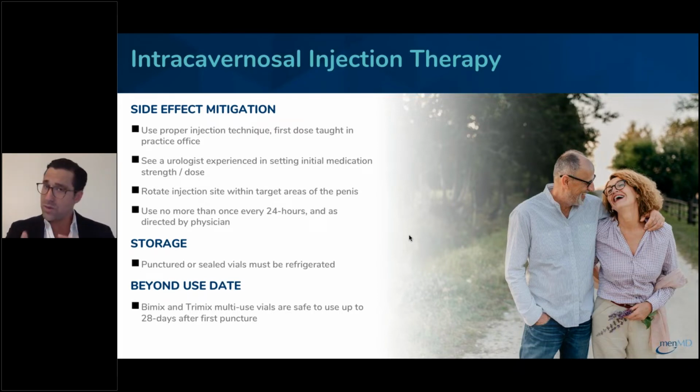Rotate sites, so you never want to do the same place all the time. Become ambidextrous. Eventually, you'll get real good at this, right and left side. You can go anywhere really on the shaft of the penis, never the head, never the glans, but the side of the penis is fine. And again, you don't want to inject more than once in 24 hours. Again, every other day typically is what we recommend.